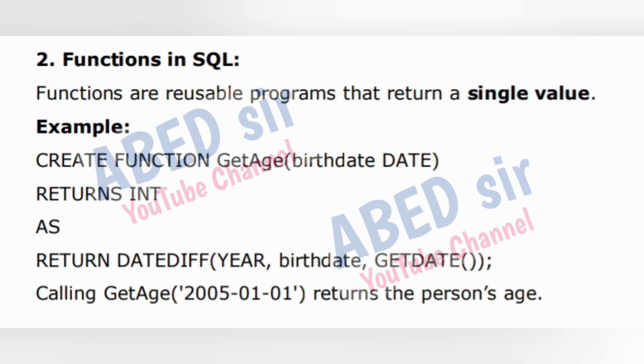2. Functions in SQL. Functions are reusable programs that return a single value. Example. CREATE FUNCTION getAge(birth_date DATE) RETURNS INT AS RETURN DATEDIFF(year, birth_date, GETDATE()). Calling getAge with 1st January 2005 returns the person's age.